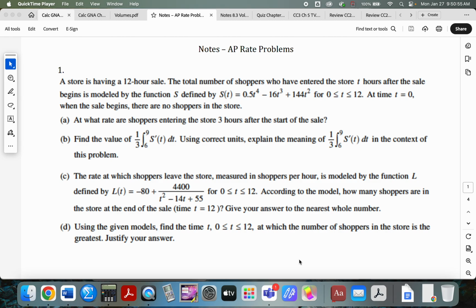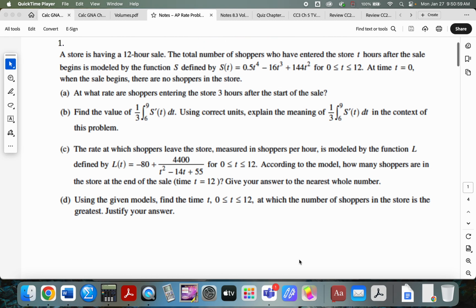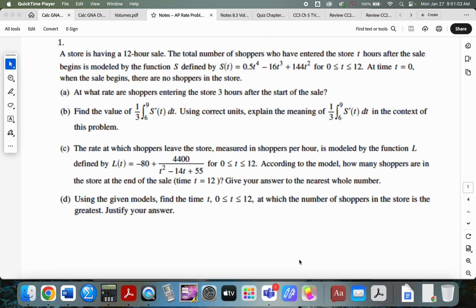The store is having a 12-hour sale. And these are, by the way, all AP problems that I have found, that were released exams. The total number of shoppers who have entered the store T hours after the sale begins is modeled by the function S, defined by S of T equals this quartic function, for a time between 0 and 12. T equals 0 when the sale begins. There are no shoppers in the store.